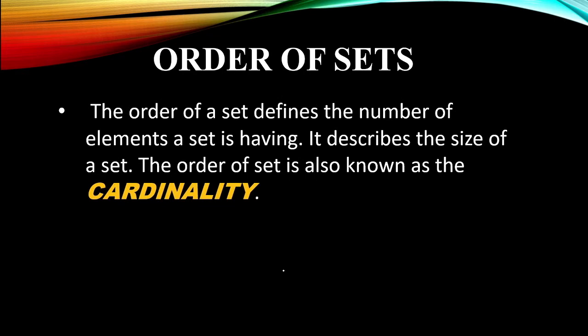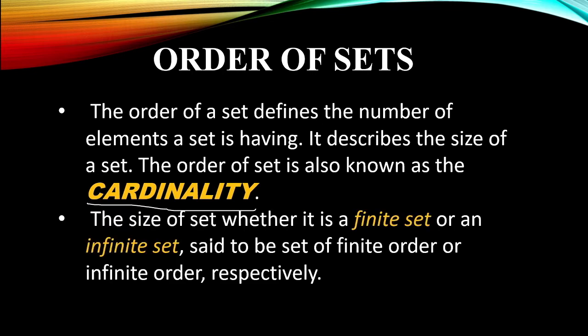Order of sets. The order of a set defines the number of elements a set has. It describes the size of a set. The order of a set is also known as the cardinality. The size of a set, whether it is a finite set or an infinite set, is said to be a set of finite order or infinite order respectively.